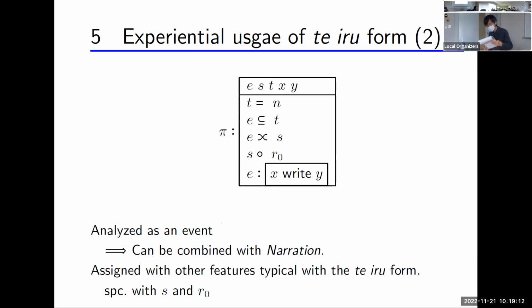Okay, here is an SDRS for this sentence, which is analyzed as an event. At the same time, a state S is specified in such a way that it starts when E ends and overlaps with a reference point R0. R0 is identified with a reference point at the global level, the term in this case.